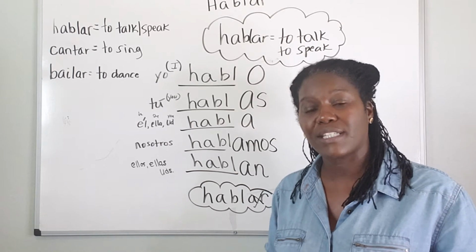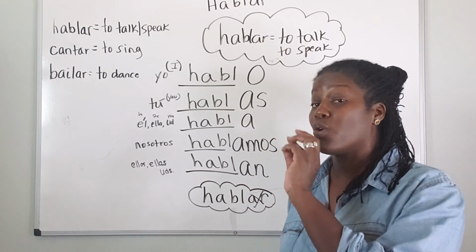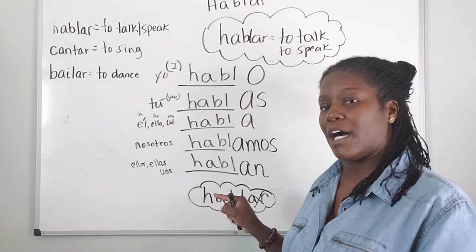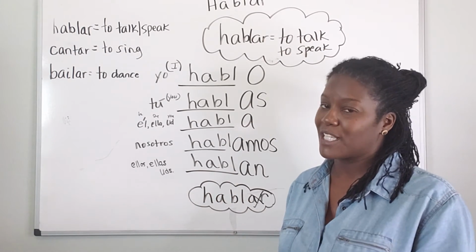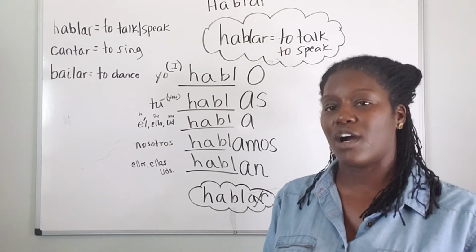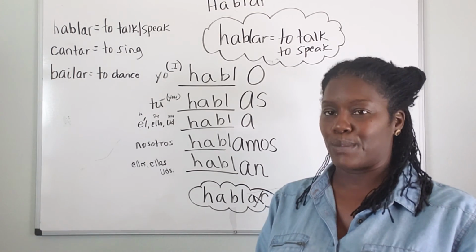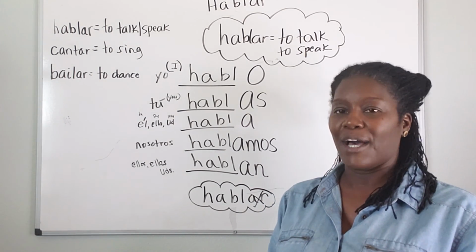And as you practice your verbs ending in AR in the present tense, regular verbs, they will all follow this pattern. And of course, there are exceptions to the rule. We're just not there yet. So this is how you conjugate AR verbs in the present tense that are just regular verbs. The endings are o, as, a, amos, an.